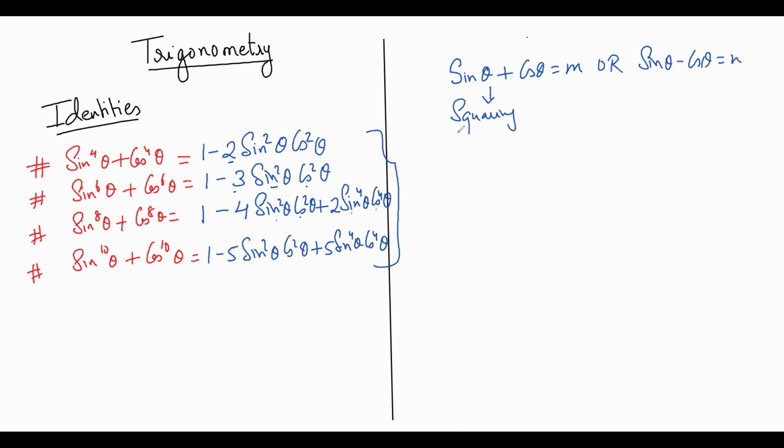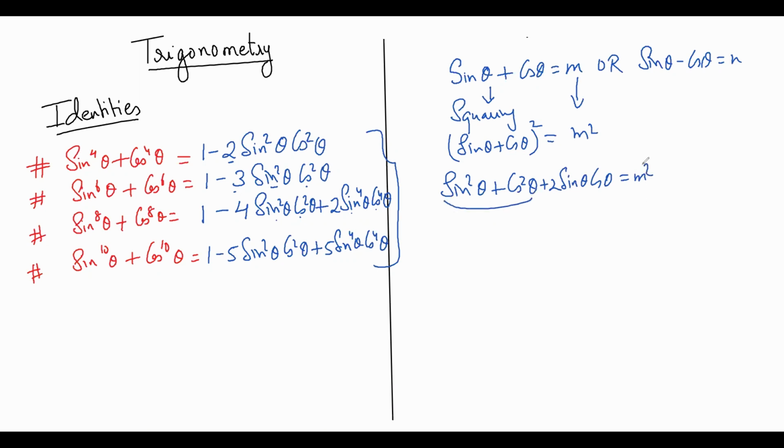If I square this, I get (sin theta plus cos theta) whole squared, and on the RHS I get m squared. Now this comes out to be sin^2 theta plus cos^2 theta plus 2 sin theta cos theta equal to m squared, and you know that sin^2 plus cos^2 is 1. When I take this to the right hand side, the product of sin and cos comes out to be (m squared minus 1) upon 2, and now I can fill this into any of these 4 identities.